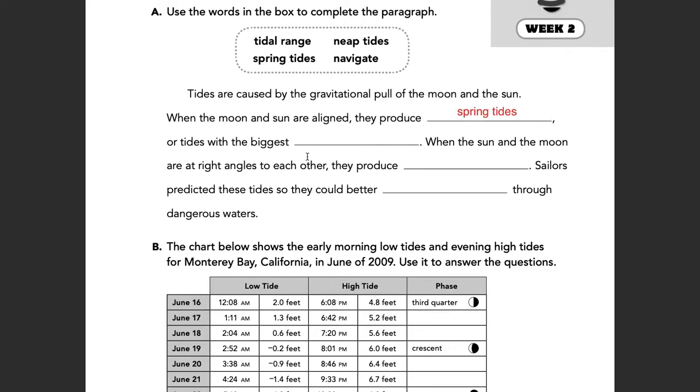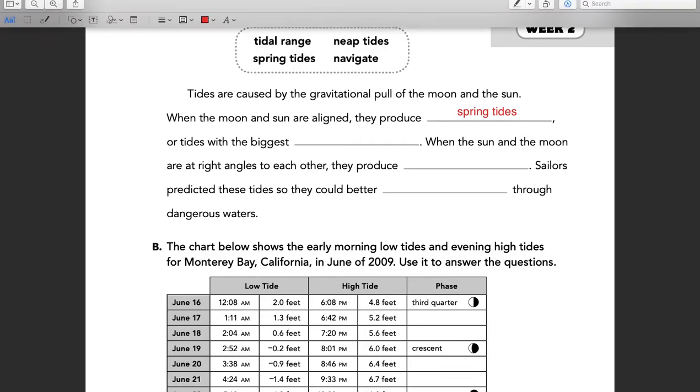Or tides with the biggest will either be neap tides, navigate, or tidal range. Remember those spring tides, that's where we have our highest high tides, lowest low tides, so that would be considered a tidal range.